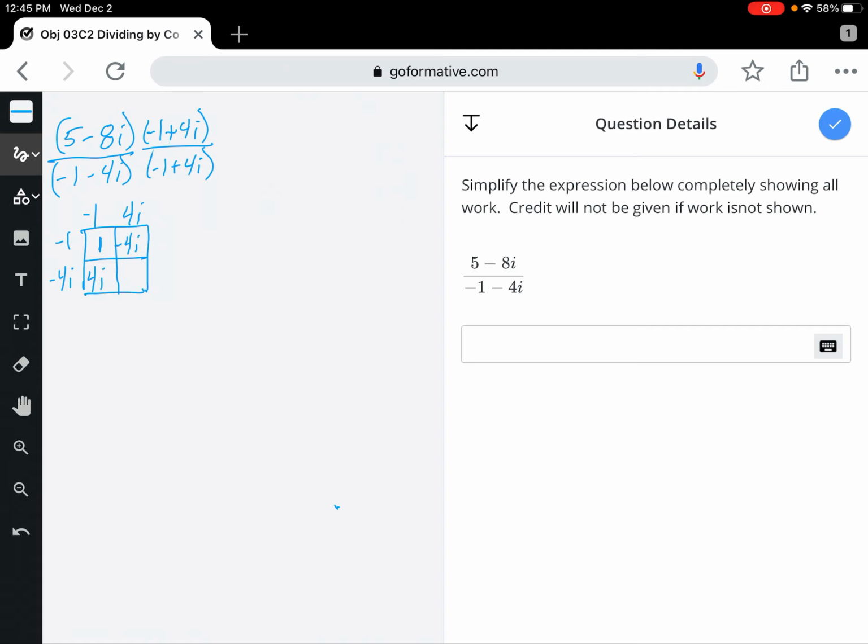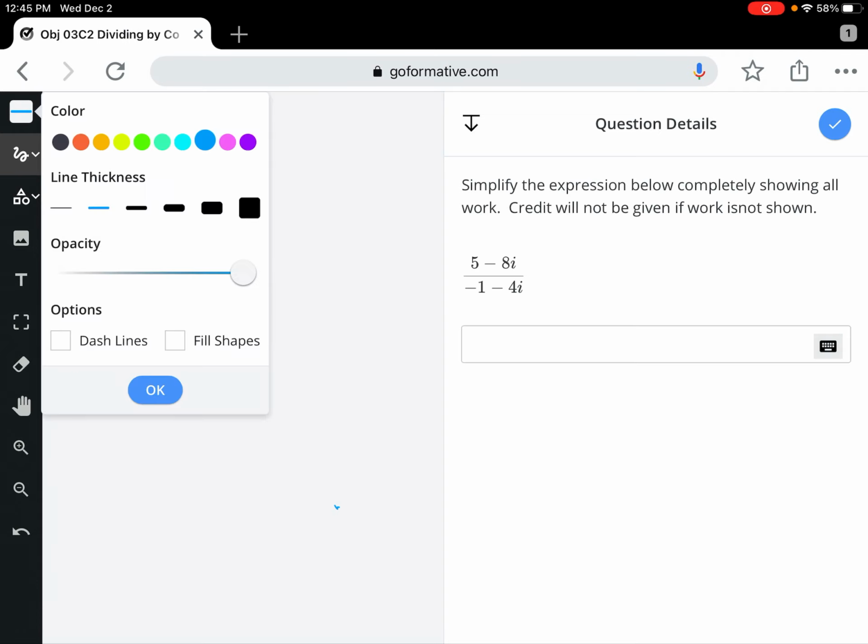Negative 4i, positive 4i, negative 16i squared. So this right here adds to be 0, as it should. So I know my denominator, I'm going to have a 1 minus 16i squared.